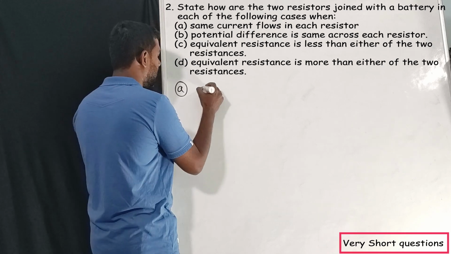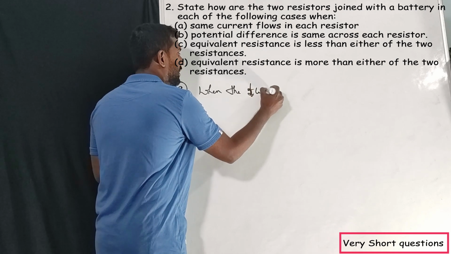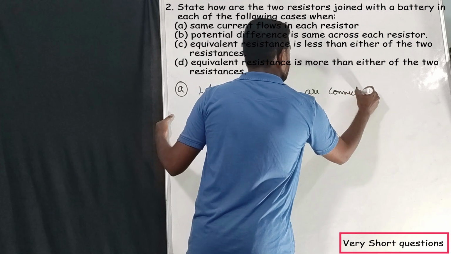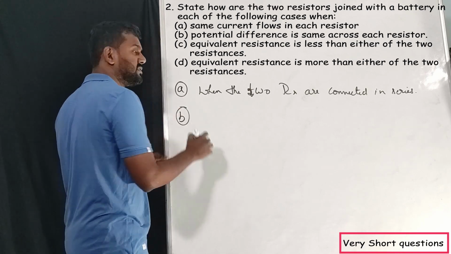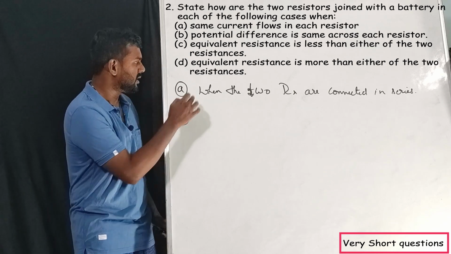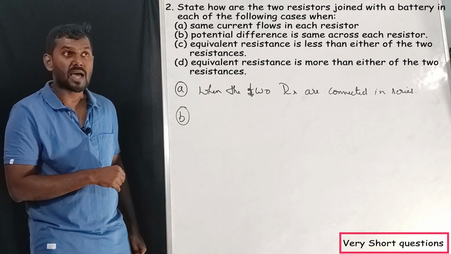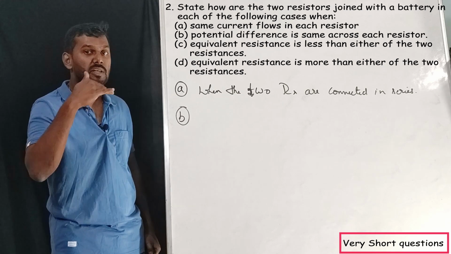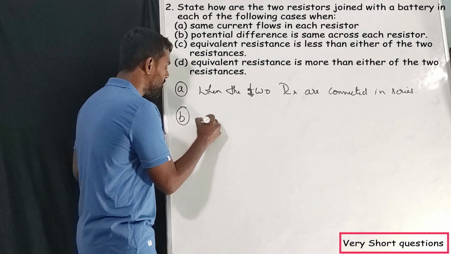So the two resistors are connected in series. Second sub question: potential difference is the same across each resistor. I told you in series connection current will be the same, but potential difference will divide. But they are asking for the potential difference to be the same across each resistor. How can we make the potential difference the same in each resistor? When we connect two resistors in parallel.